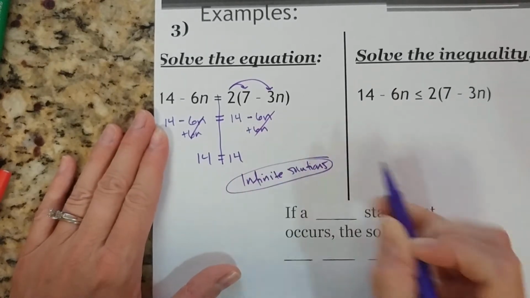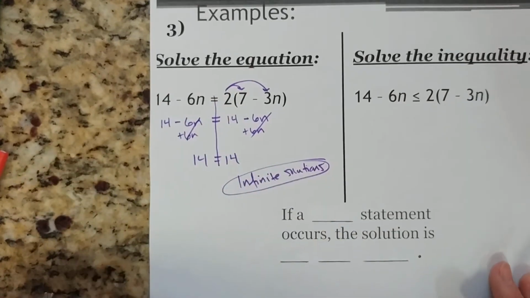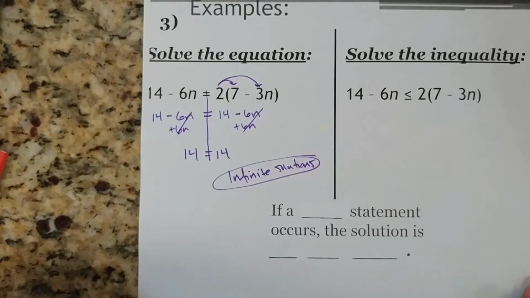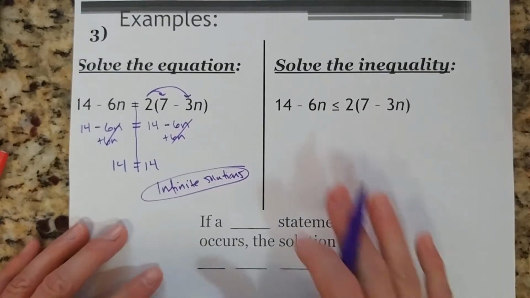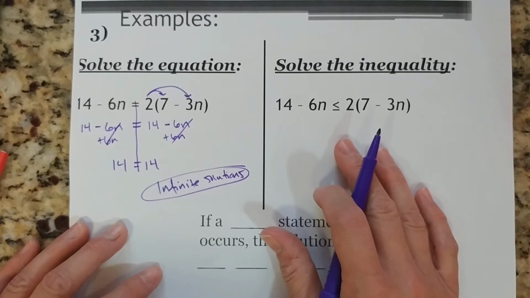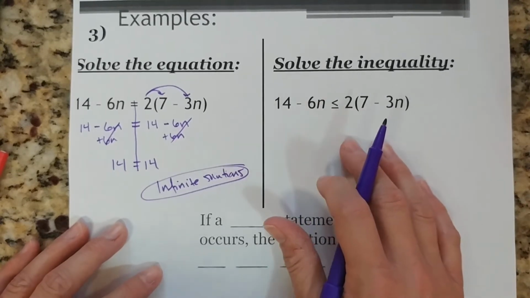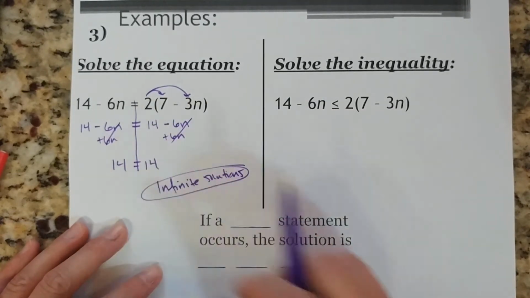So n could be pretty much anything, any real number n could be. So now that's something that's familiar to you. So let's take a look at the right-hand side here at an inequality. This is something that's new, but I want to compare it to something that you already know.